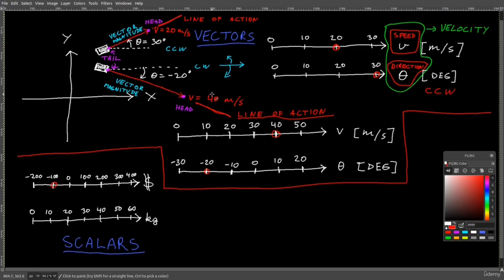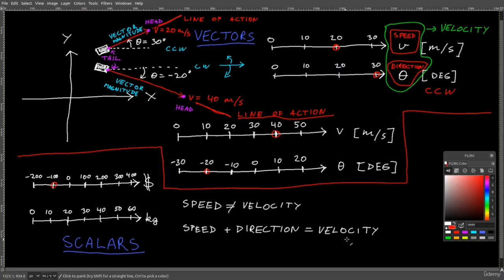Finally, now you know that speed and velocity are not the same thing. Speed by itself is a scalar quantity. It does not tell you anything about the car's direction. It just tells you how fast you cover the land. However, if you pair it with the angle theta, that does tell you about the car's driving direction, then you have a velocity, and that's a vector. So speed does not equal velocity, but speed plus direction equals velocity.